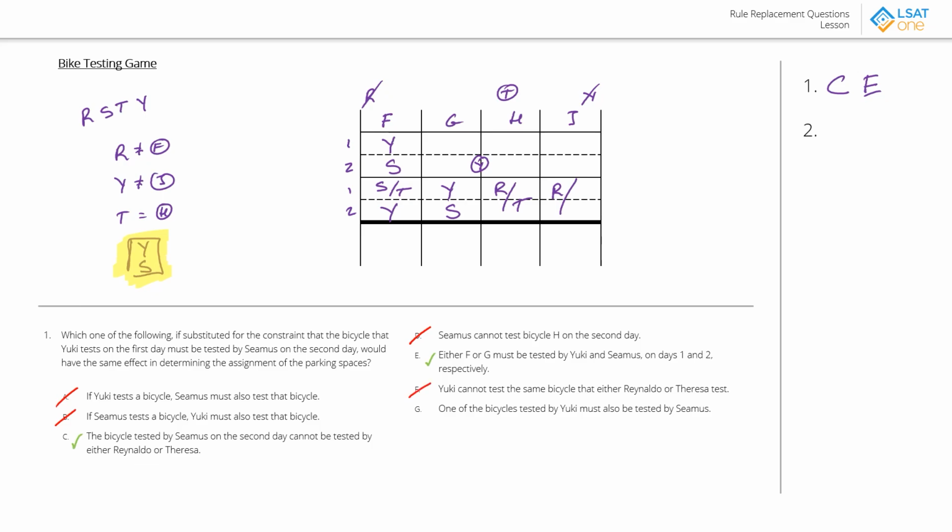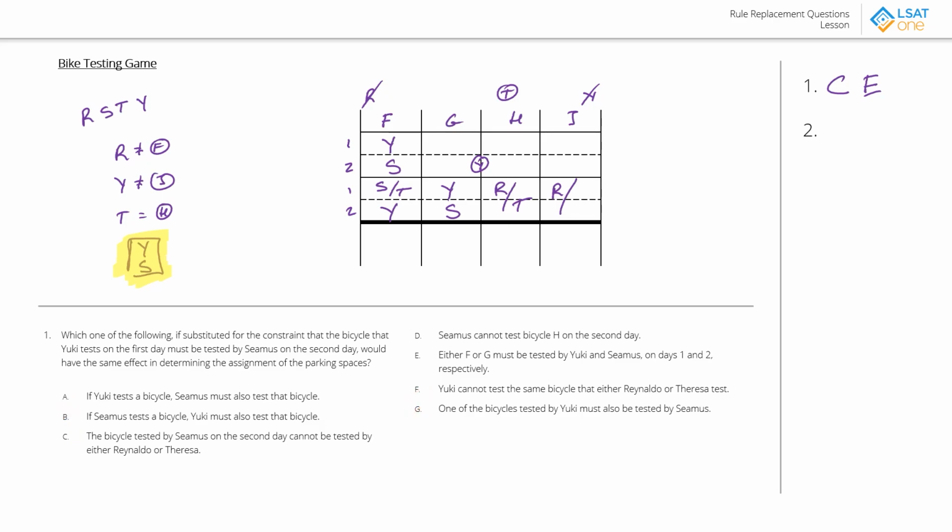G, one of the bicycles tested by U must also be tested by S. Now, this is true that at least one of them did, but this doesn't get the job done because it doesn't tell us which one. Answer choice G would allow for you to have the bike that Y does on day 2 be tested by S on day 1, which is fine, but then it no longer forces you to have a YS block in this sequence. So answer choice G is not good enough. So the only answers here are C and E.